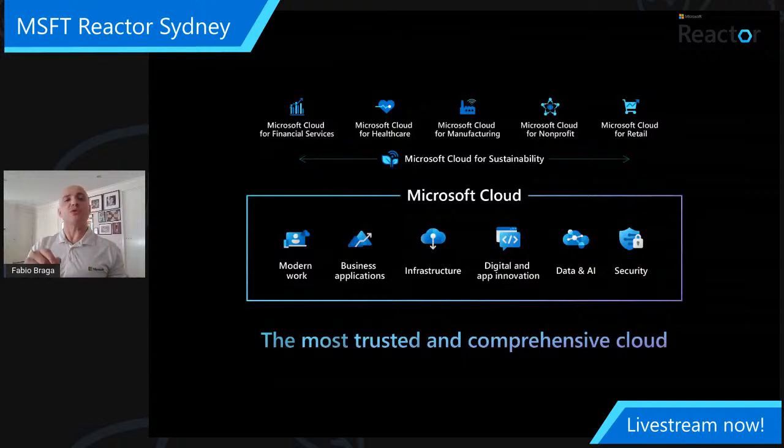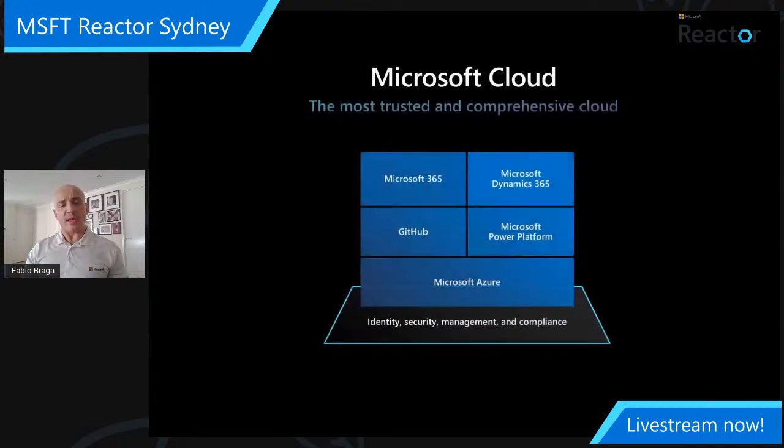With the Microsoft Cloud, we now have specific industry vertical solutions, called the Microsoft Cloud for Industry Solutions. You see on the top Microsoft Cloud for Financial Services, Healthcare, Manufacturing, Nonprofit, and Retail, which are solutions for these verticals implemented leveraging the full power of the Microsoft Cloud.